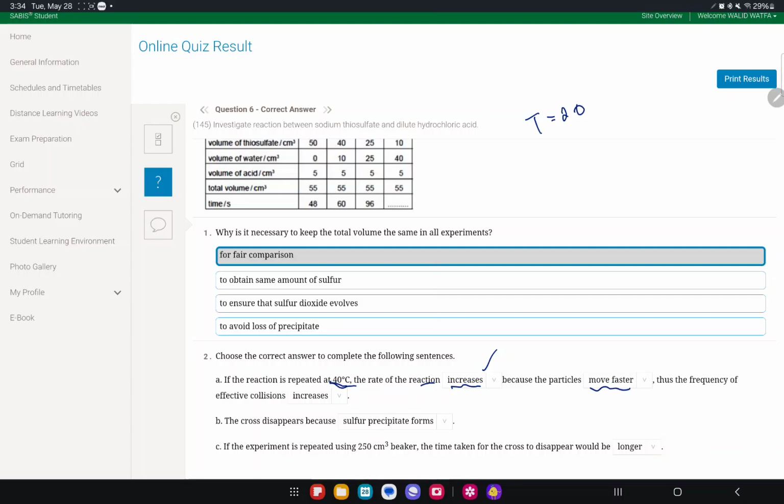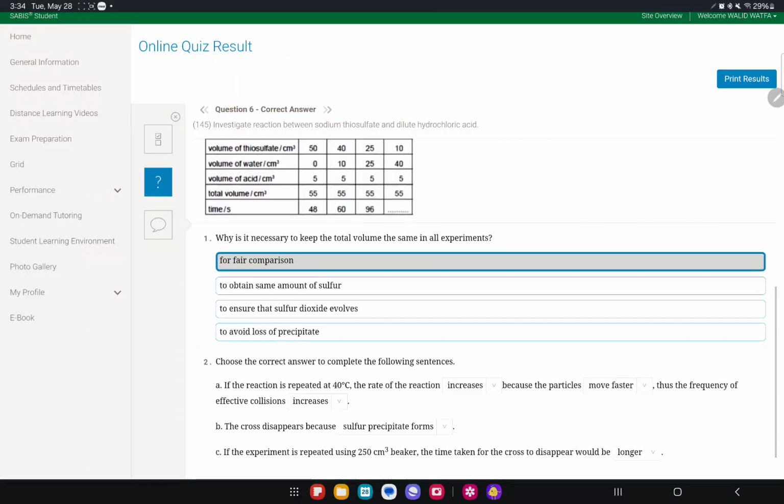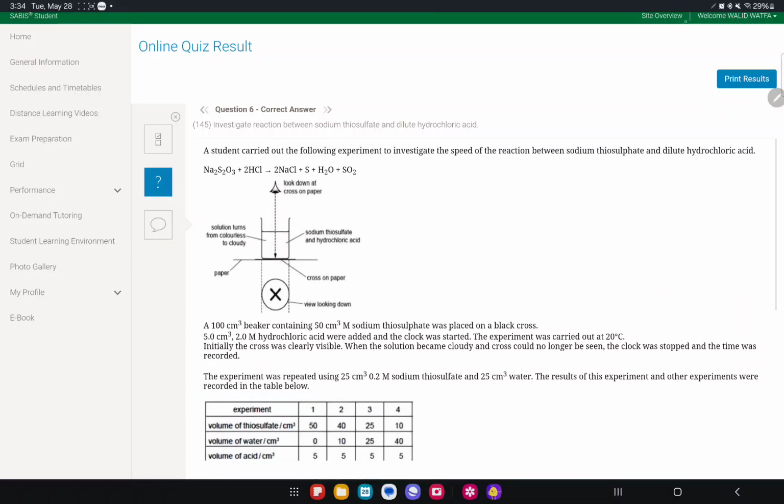Why? Because particles obviously move faster, so there will be more collisions, more effective collisions. And then, obviously, if you go back here, they said the cross disappears. So this cross over here, there's an X here. What's gonna happen to it?